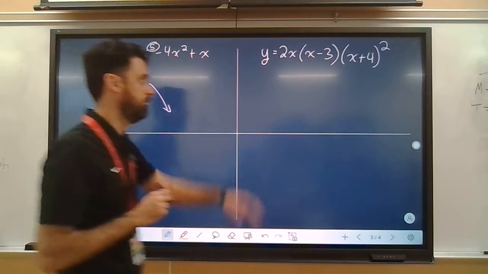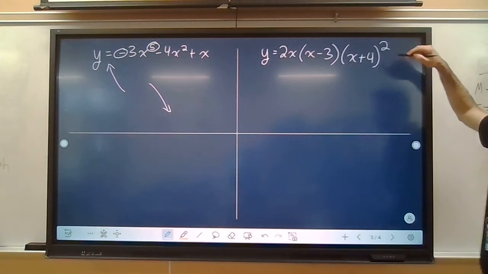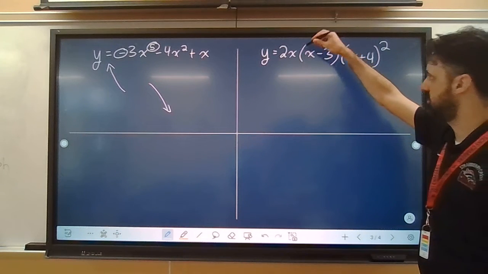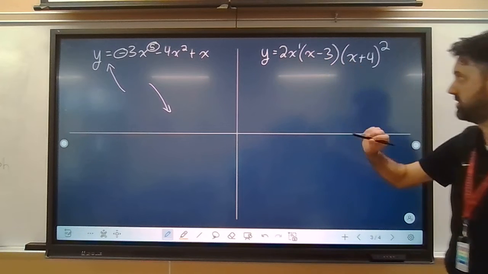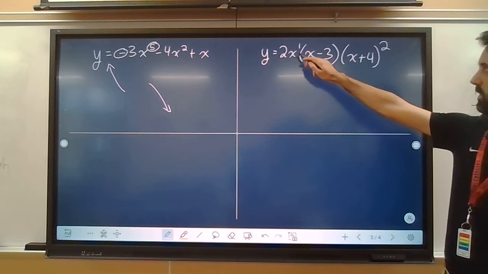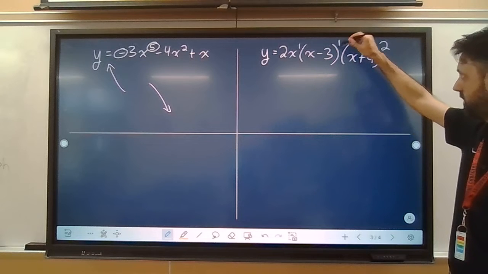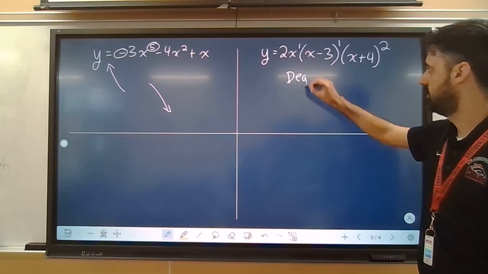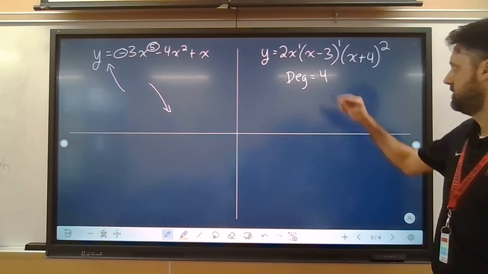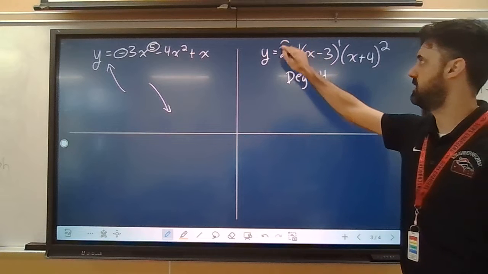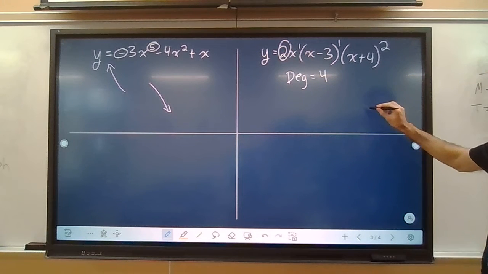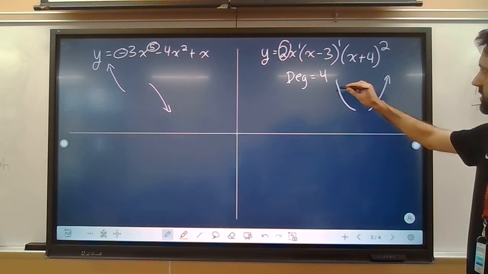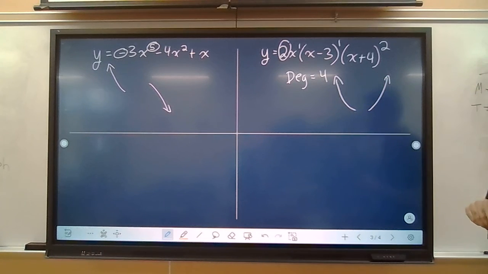In factored form, we don't look at just the largest exponent. Instead, we're going to have to take the sum of our multiplicities, in other words, the exponents on x, or on each factor. Okay, so we have x to the first, we have x to the first, and we have x to the second. That tells us that our degree is 4. So we have an even degree, and we have a positive leading coefficient. So positive leading coefficient means it ends up to the right. Even degree, it's going to go the same direction as it starts.